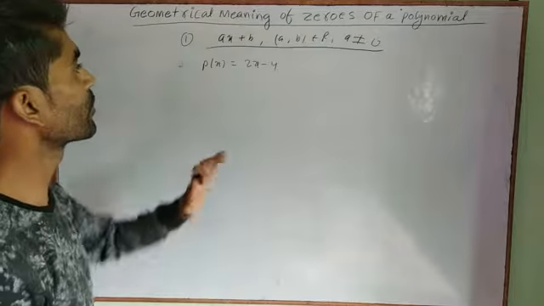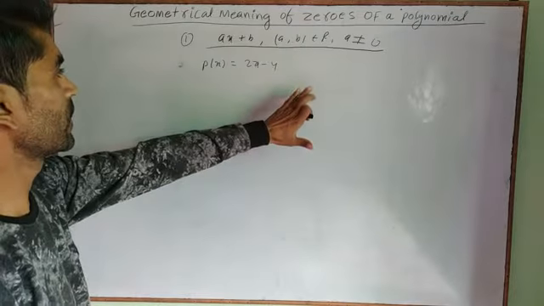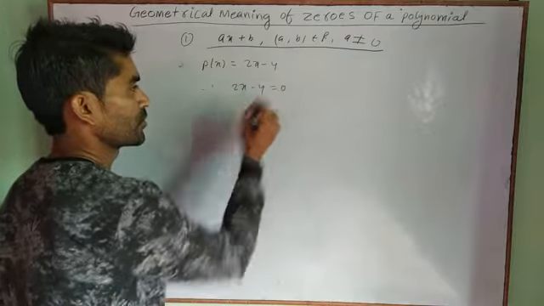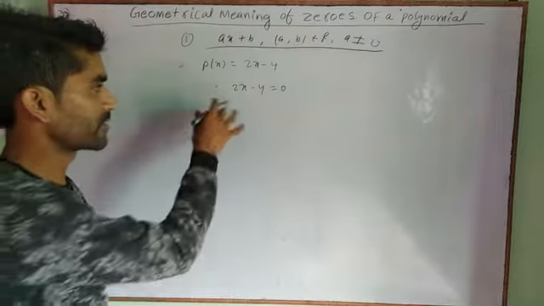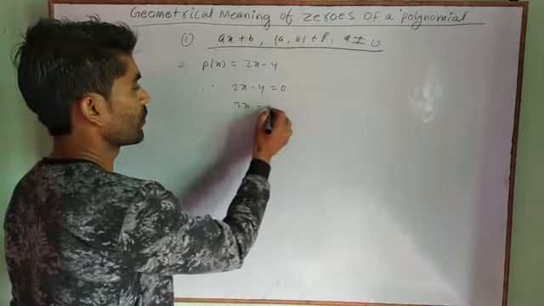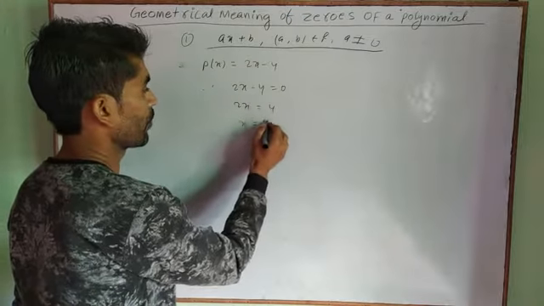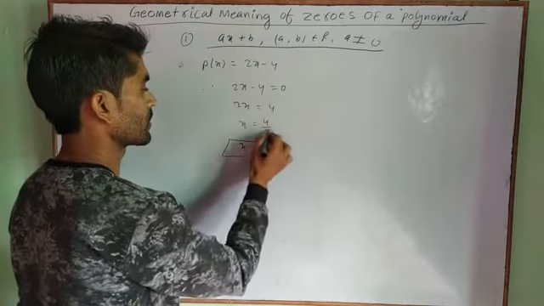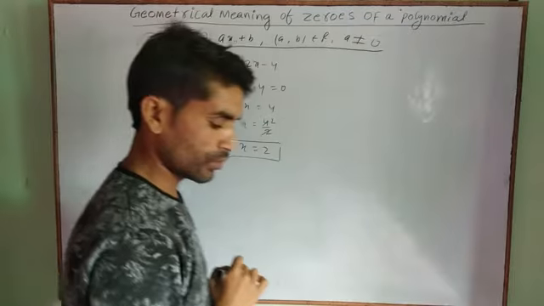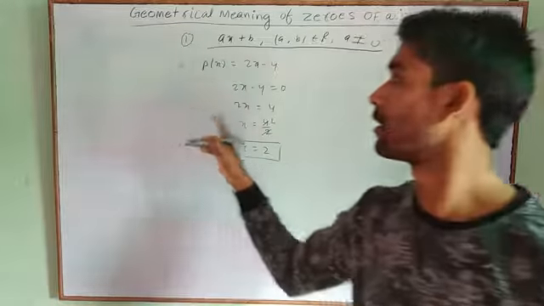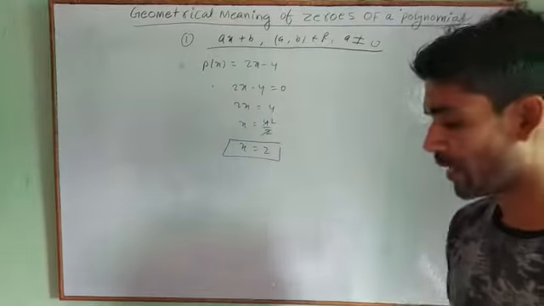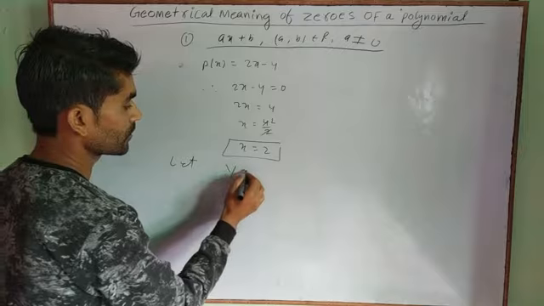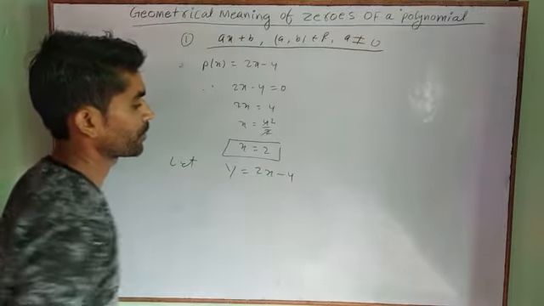So if you want to find the zeros of the polynomial, right? So zero of the polynomial means 2x minus 4 is equal to 0. We are finding the zeros, means x value. So 2x is equal to 4, x is equal to 4 by 2, then x is equal to 2 we have, right? This is cancelled out 2 times. So what is the zero of this linear polynomial? That is 2.